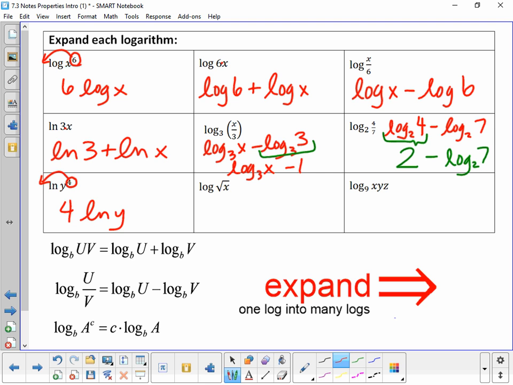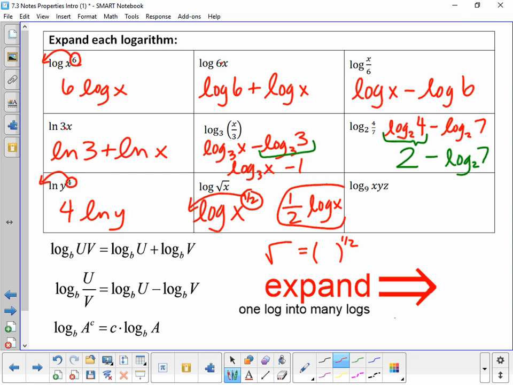Log of the square root of x, so you need to remember that that is the same as the log of x to the 1/2 power. A square root is the same as a 1/2 power. So we can bring that power down when we expand, and it'll be 1/2 the log of x. Last one, we have the log of x times y times z. We'll use our product rule here. It's the log of x plus the log of y plus the log of z, and they are all base 9.